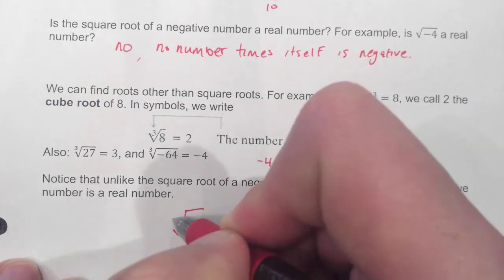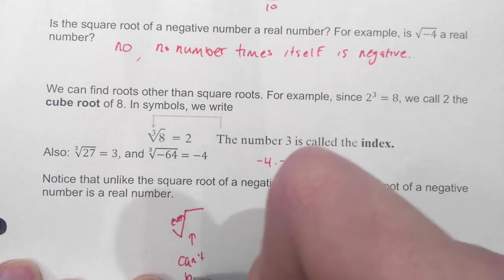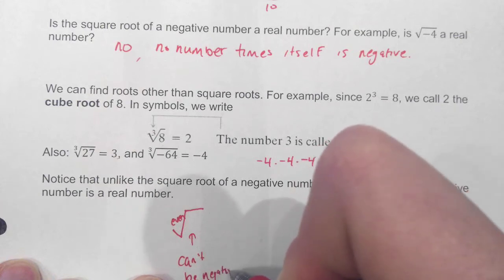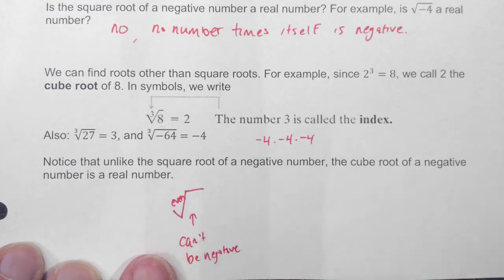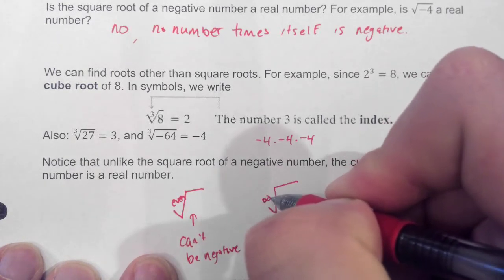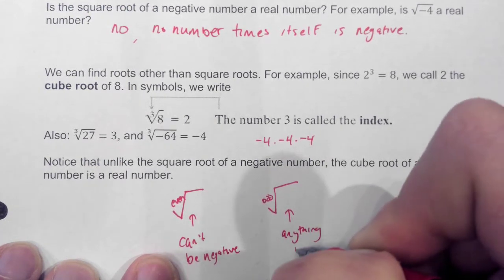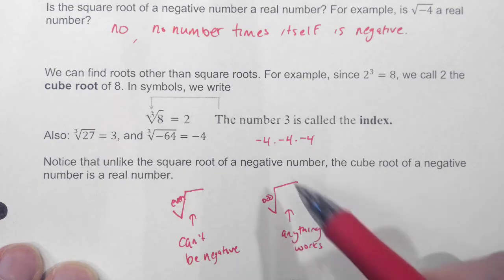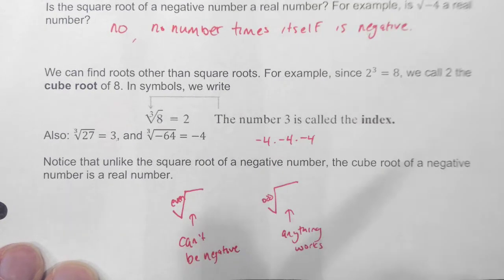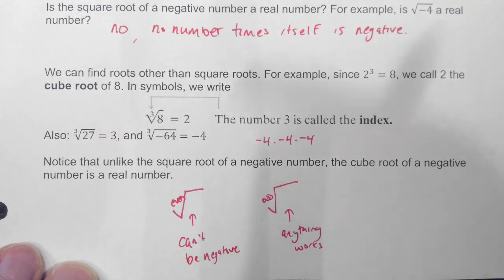Here's something so you know. If the index is even, there can't be a negative inside, because no even amount of factors will multiply to make a negative. If the index is odd, then that number can be anything. Anything works, because an odd amount of negatives would make a negative, and an even amount of negatives would make it positive. So if it's even, inside of the radical cannot be negative. If it's odd, anything can be inside of the radical symbol.